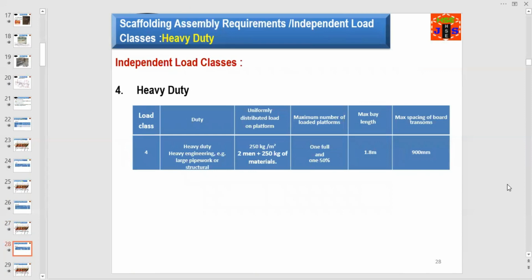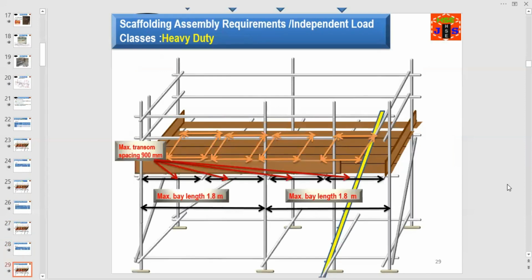Bay length here is 1.8 meter and maximum spacing of board transoms is 900 mm. This is an example of heavy duty scaffold where the maximum transom spacing is 900 mm and maximum bay length is 1.8 meter.